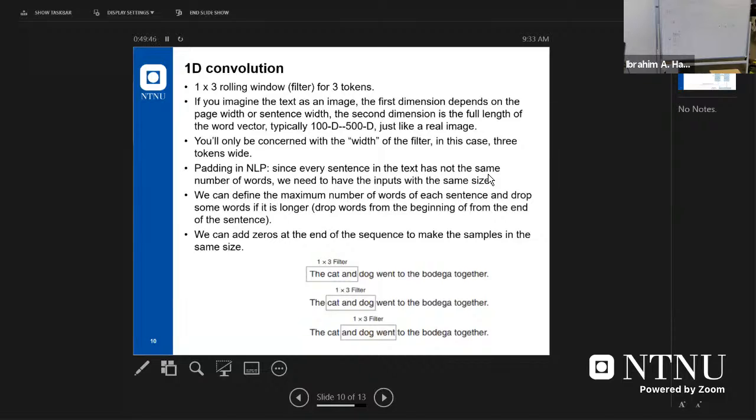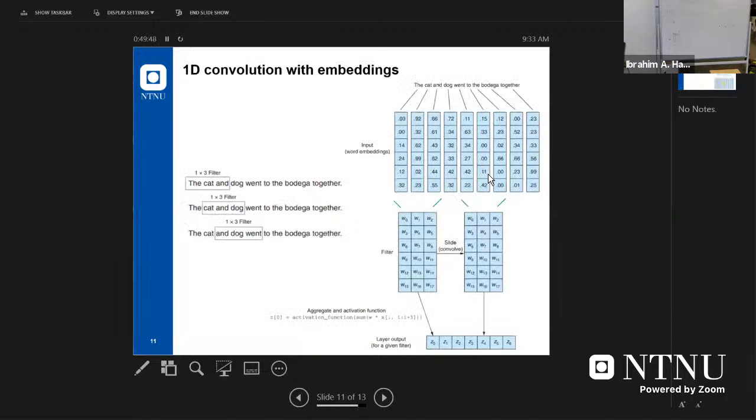So how will we convolve over text using this approach? We will call it 1D convolution with word embedding. This is my sentence, and it will be converted into this. We have one vector representing each word. And this one is float numbers, because we use word vectors. We are not using one-hot words here.